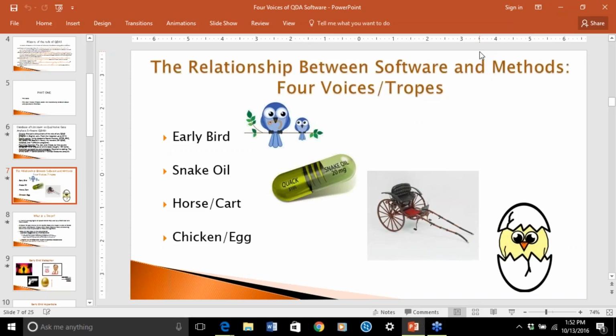I'm definitely in the chicken egg group, but to get through processes and people who have power and ideas about how things should be done, that trope I think is the one that I see the most in doctoral committees and master's committees.